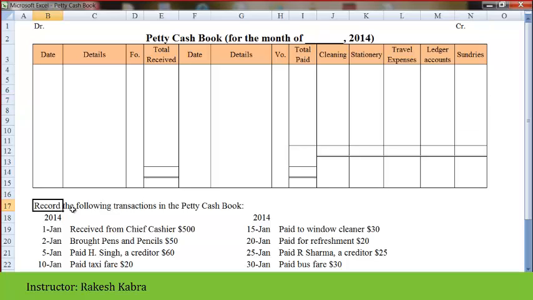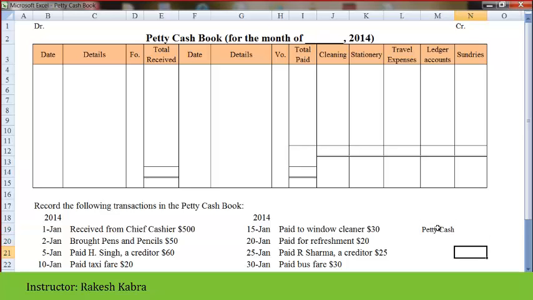Now see here I have taken some transactions. Record the following transactions in the petty cash book. So see here we have year 2014 and the month is January. Now in the month of January, what is the first transaction? We received from chief cashier $500. Suppose I am the petty cashier and I got $500 from the chief cashier. So my petty cash increased. I am getting the money. So in a business, what happened? Petty cash increased.